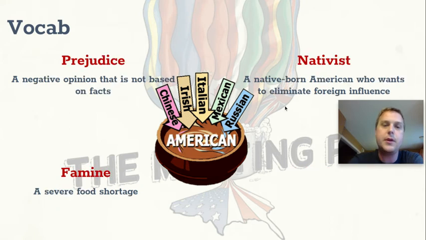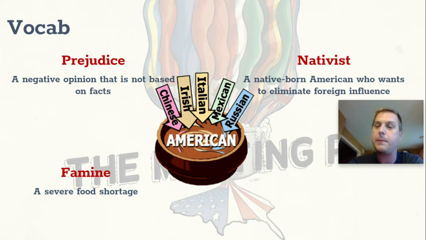So in the United States, we start seeing some prejudice during the 1800s because we have new groups of people coming in that look different, talk different, have different beliefs, have different values than the British immigrants from the 16 and 1700s. And so we start seeing prejudice, which is a negative opinion of someone that's not based on fact. So you're prejudging them based on who they were.